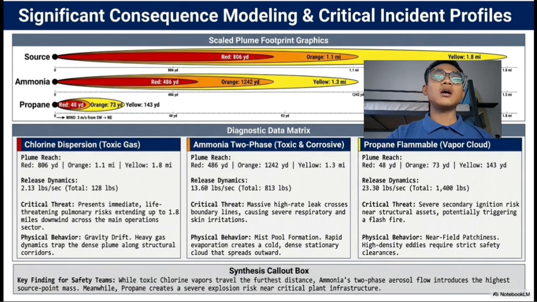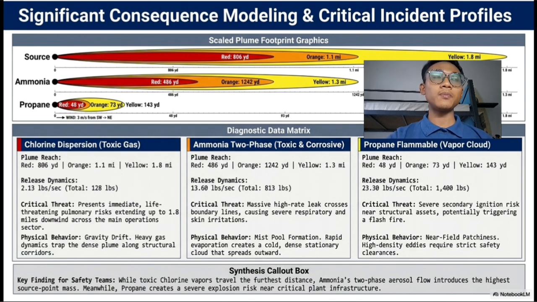And for ammonia, which is toxic and corrosive, the plume reaches red, orange, yellow, and then the critical threat is a massive high rate leak that crosses boundary lines, causing severe respiratory and skin irritation. For the physical behavior, mist pool formation and rapid evaporation create a cold, dense, stationary cloud that spreads outward.